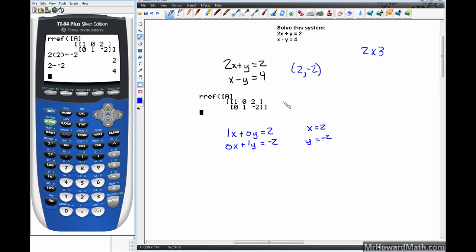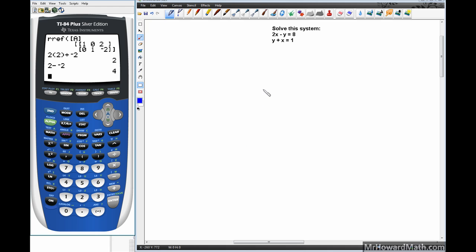So 2, negative 2. Alright, now to another example. Okay, so now for our next example here. We have 2x minus y equals 8 and y plus x equals 1. So they're in standard form, so we want to use matrix. Now we have to make sure they're stacked correctly. And we can see, we've got an issue here.